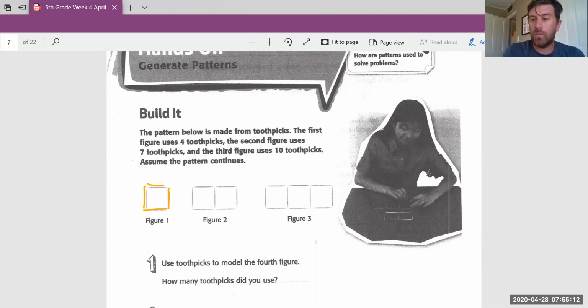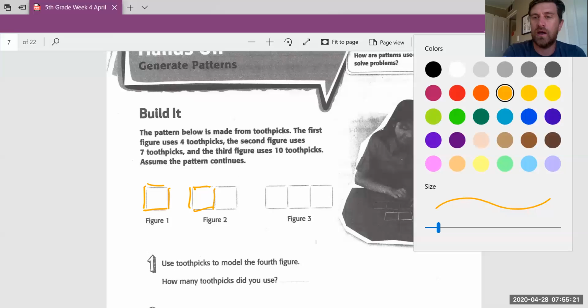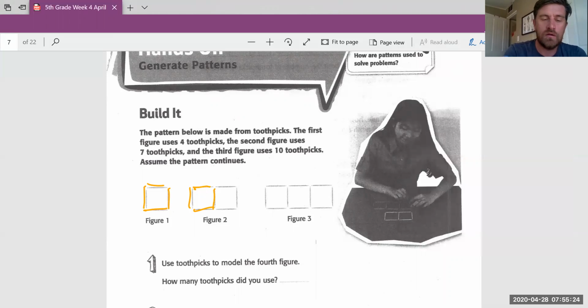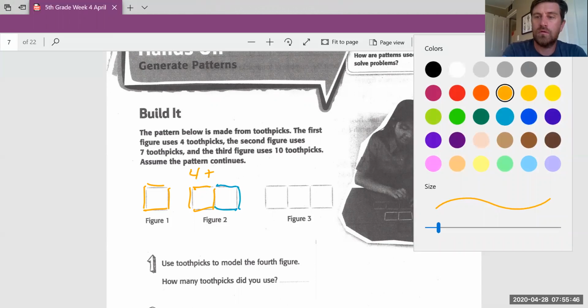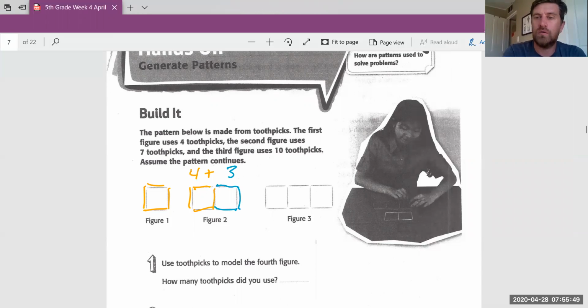Sounds good. So when we go to figure 2, we still have to remember that these are the same 4. Now we're just adding on. And what are we adding on? Not another 4, because that would put 2 here. We're just putting 1, 2, 3 to continue the pattern. If I look at the total, it'd be 4 plus these 3. So I could almost write 4 plus 3.